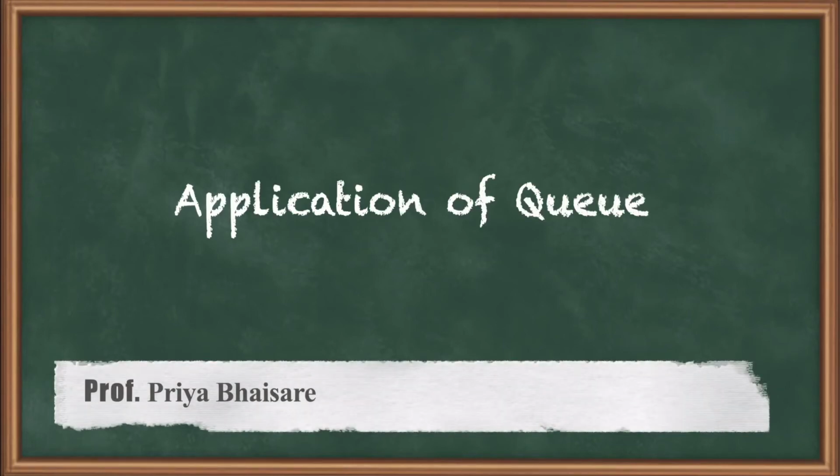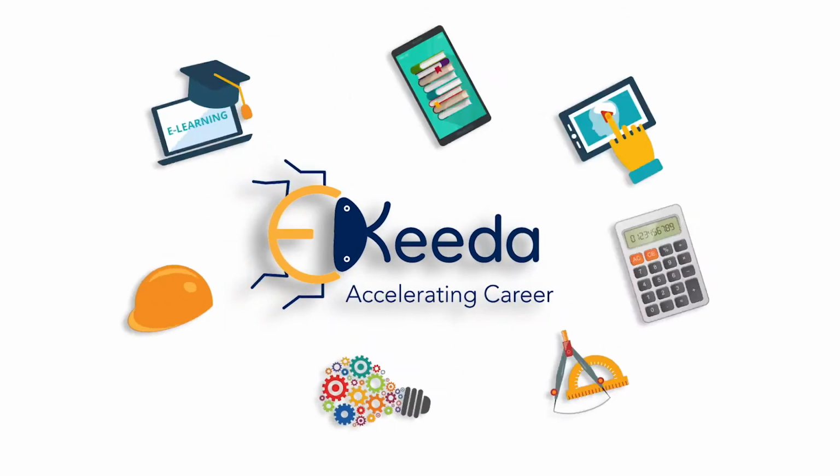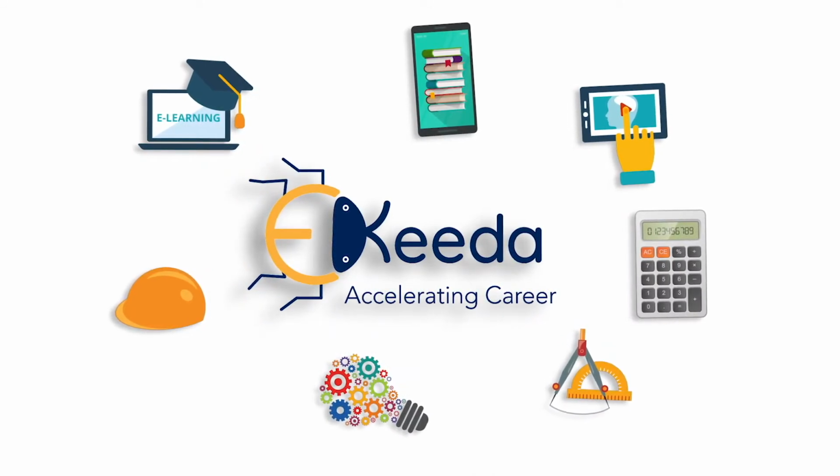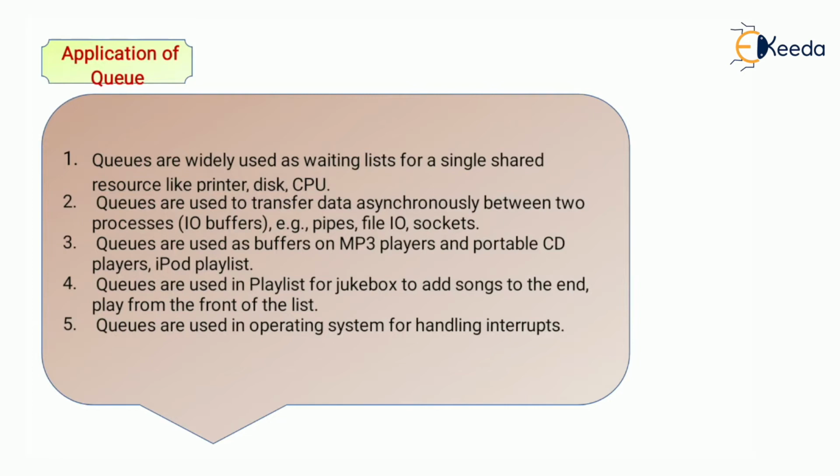Now, the next topic of chapter Queue is applications of queue. Up till now, we studied the implementation of queue and the different types of queue, that is priority queue, multiple queue, and double-ended queue. Now we have to understand the applications of queue, in what way we can use the queue practically while implementing different software. For that, what are the different applications?